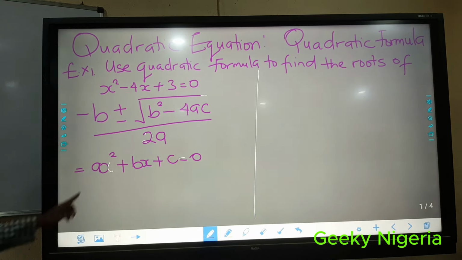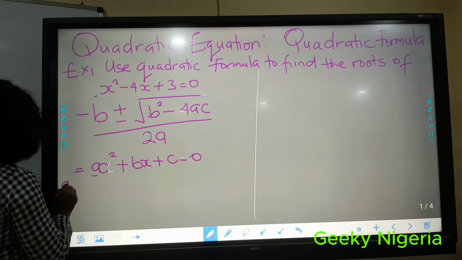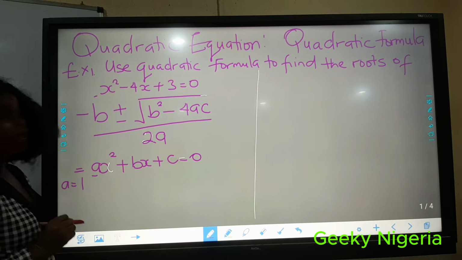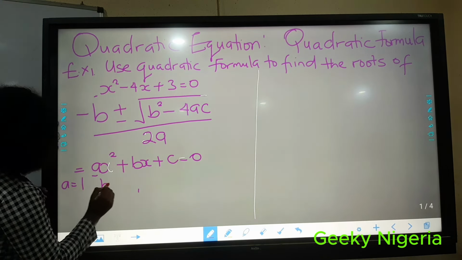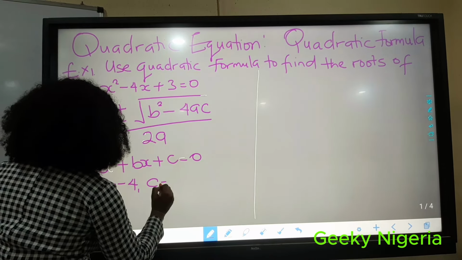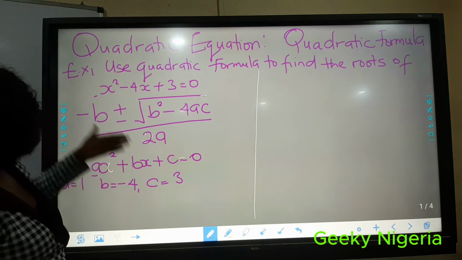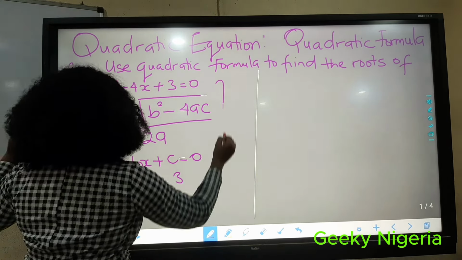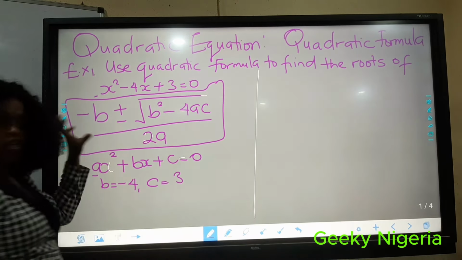So from here, what is your a? If you try to relate this to this, our a is 1, right? Then our b, relating with x, our b is what? Minus 4, and our c is 3. So now by formula method, we're going to substitute our a, b, and c into this formula.